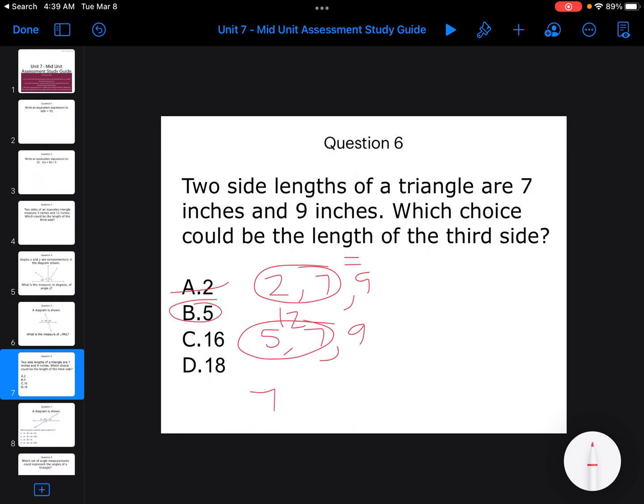So this one would be 7, 9, and 16. Well, 7 plus 9 is 16. 16 is equal to 16, so that's not right. And then I have 7, 9, and 18. Well, 7 plus 9 is 16. 16 is less than 18, so it's definitely not D.